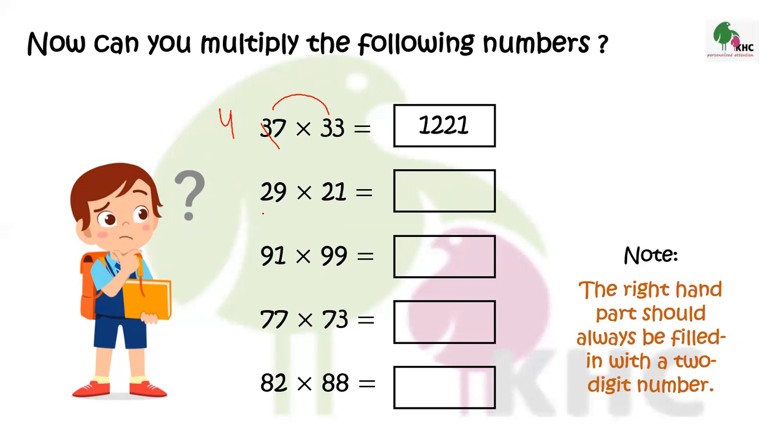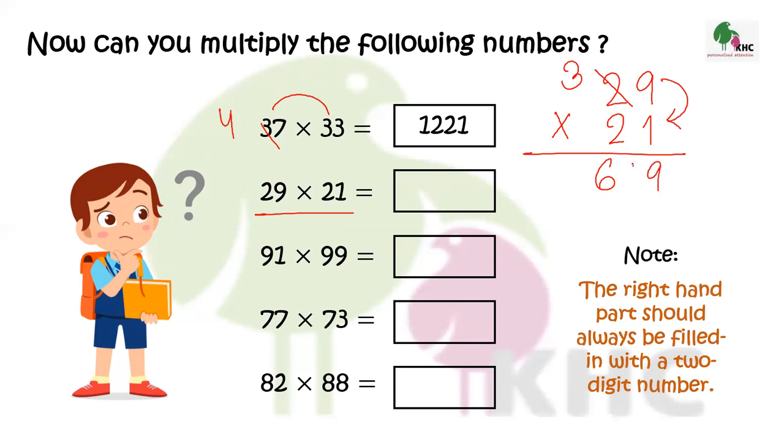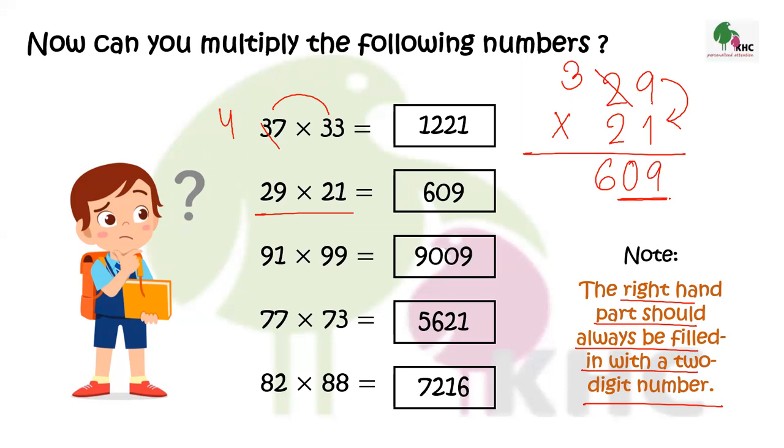Now, in this question, if you have to multiply 29 times 21, after 2 comes 3, so you multiply 2 and 3, the answer is 6. Now 9 times 1 is 9, but you don't write 9, you write 09, because the right-hand part should always be filled with a 2-digit number. So if you don't have 2 digits, then you insert a 0 and make it a 2-digit number. Therefore the answer is 609. The rest of the questions, you can try yourself and verify your answers as well.